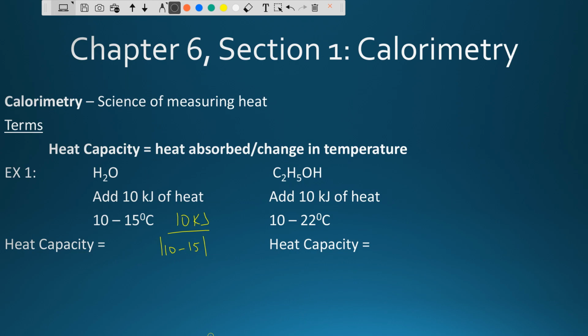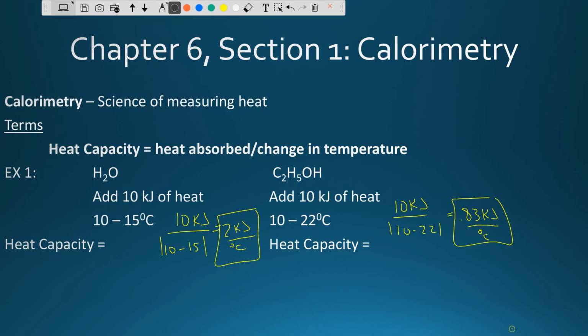So if I take a look at that one, I would see that water has a heat capacity of 2 kilojoules per degree Celsius. But if I compare that now to C2H5OH, I have that same amount of heat energy, but notice that the temperature changes quite a bit, 10 to 22 degrees Celsius. And so I'll end up with a heat capacity of 0.83 kilojoules per degree Celsius. So I would say from this that my water is able to absorb a lot more heat with very little change. It's more resistant to that change. It has a higher heat capacity.